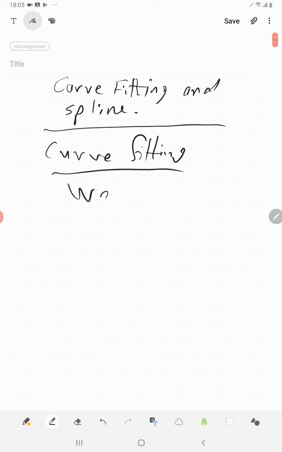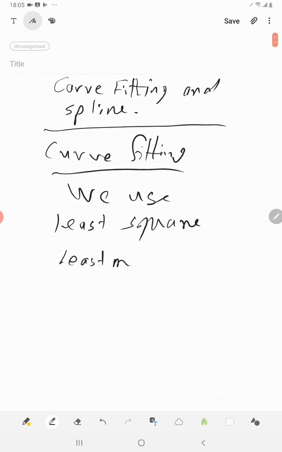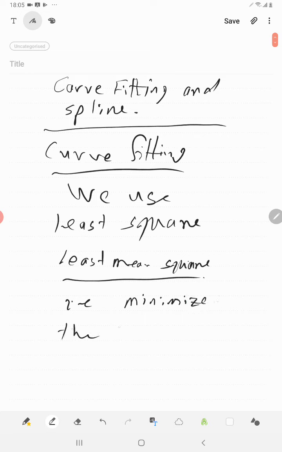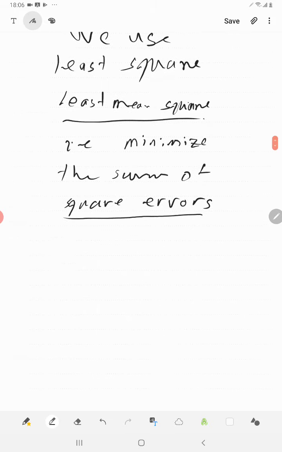We use least squares, or what you call it, least mean square, i.e. minimize the sum of square errors. Let's see what that means.